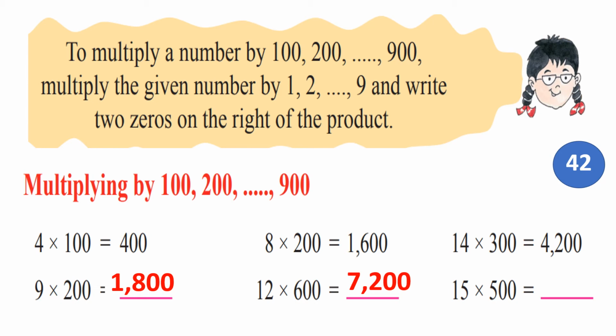Next number is 15 times 500. 500 has 2 zeros. Then 5 times 15. 5 times 15 is 75. And then you have 2 zeros. The answer is 7500. Correct, students?